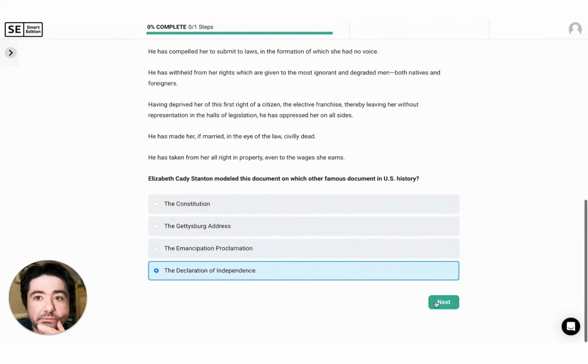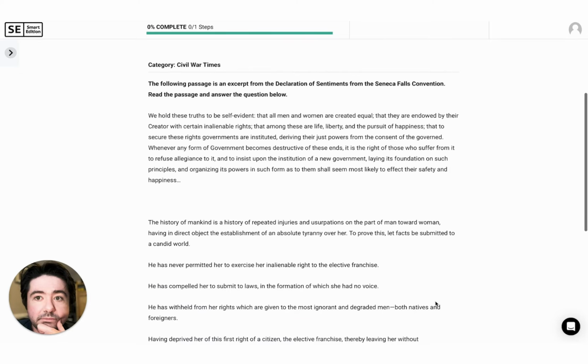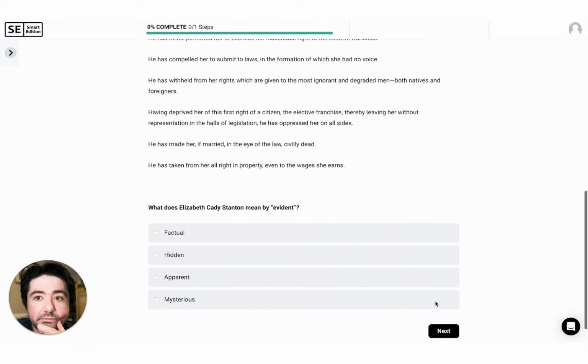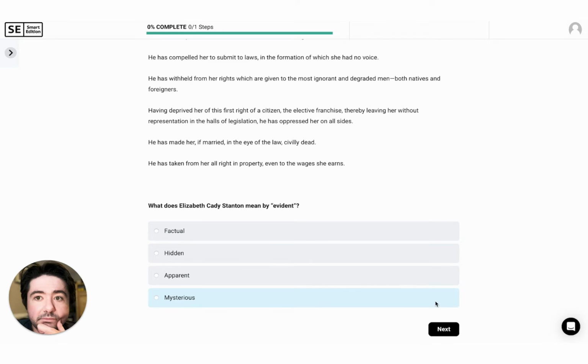Moving on to question 12. Same document, new question. What does Elizabeth Cady Stanton mean by evident? Factual, hidden, apparent, or mysterious? The correct answer is C, apparent.